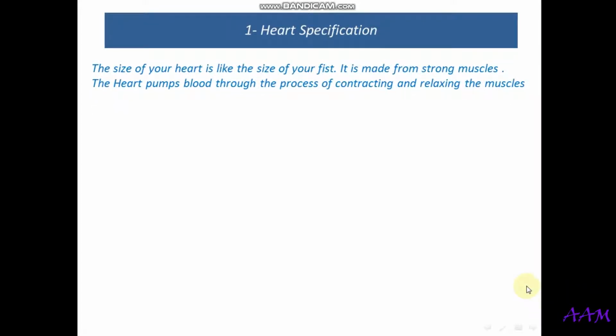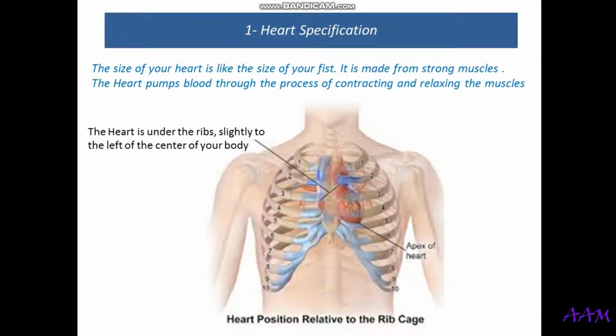Heart specifications. The size of the heart is just like the size of your hand fist. So if you make your hand just like a fist, the size of your heart is approximately the size of your hand. The position of the heart is a little bit on the left side from the center of your body. So this is the center of your body, and the heart, as you see, is a little bit on the left side here, and it is protected by ribs, the chest bones, so that it is protected from outside forces or outside pressure.